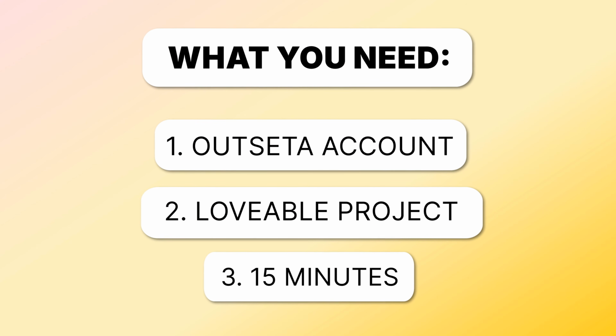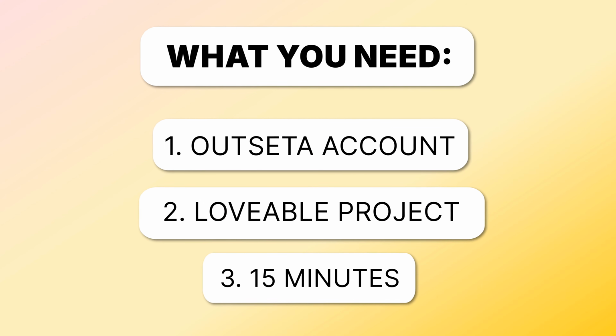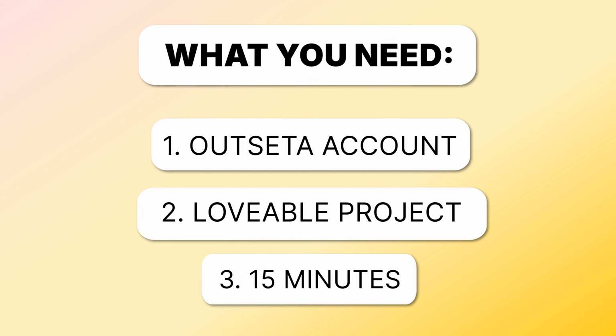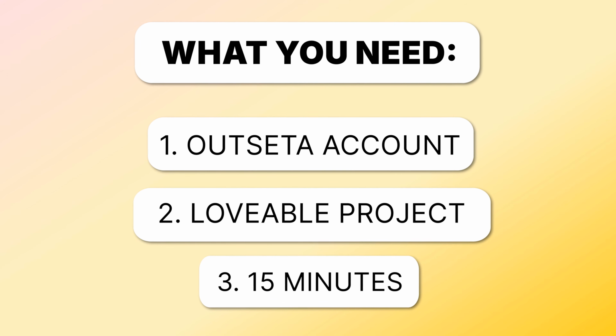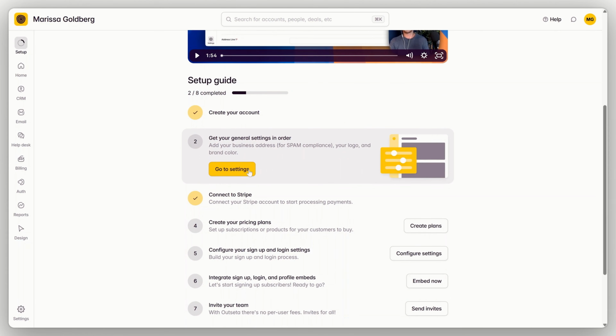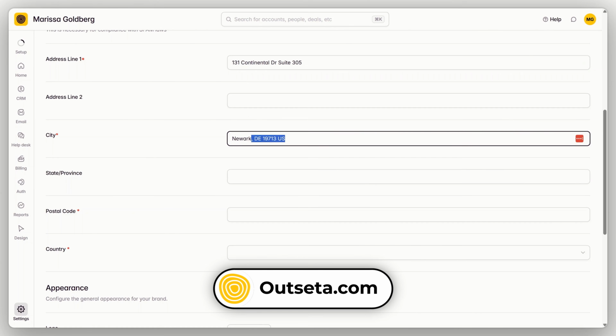Here's what you'll need to get started. You'll need an Outseta account, a Lovable project, and 15 minutes start to finish. You can use the free version of Lovable for this tutorial. Okay, let's get started. So to start, you're going to create an Outseta account. This will take about 5 minutes.